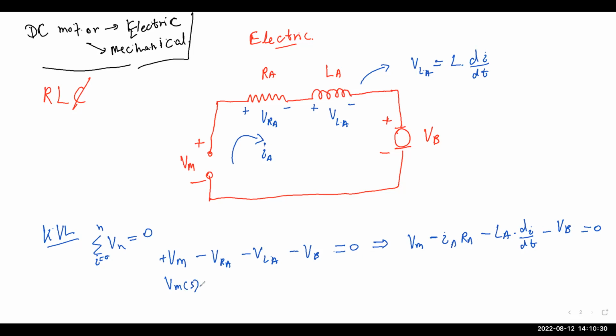For the time being, for simplicity, I will just omit this s domain notation. Now I write the equation. We'll be getting the exact same equation because these are all constants, just normal terms. We'll only be transforming this part, which is actually varying with time. The time varying part we will get as capital IA times s, minus V.